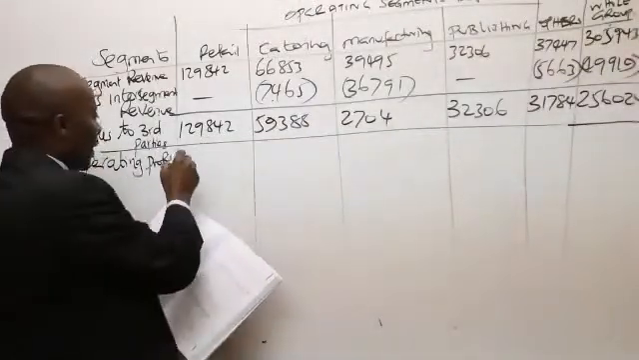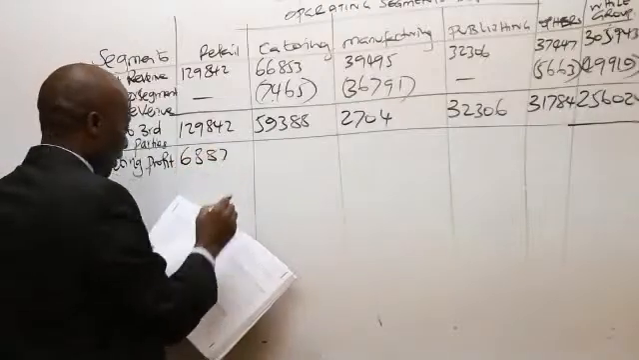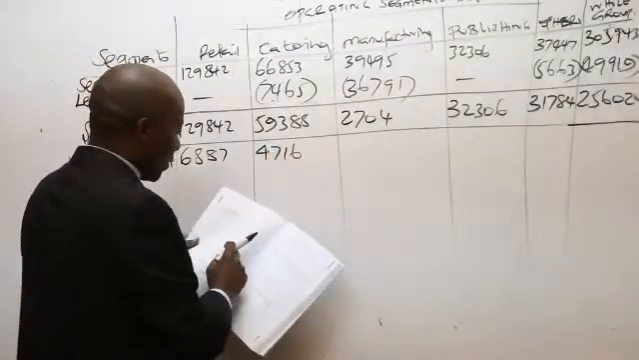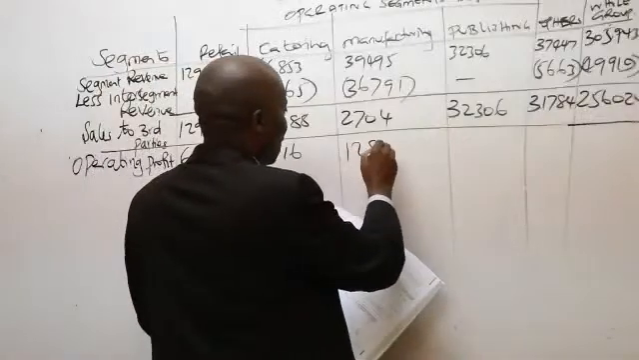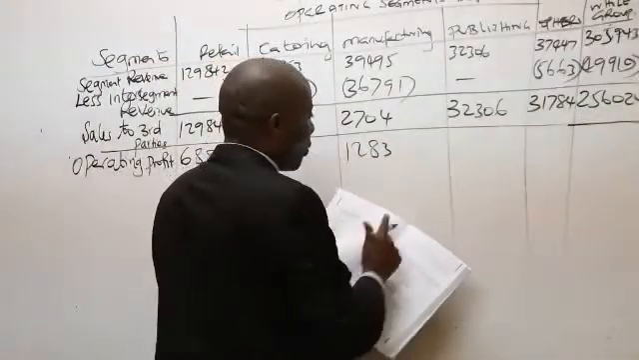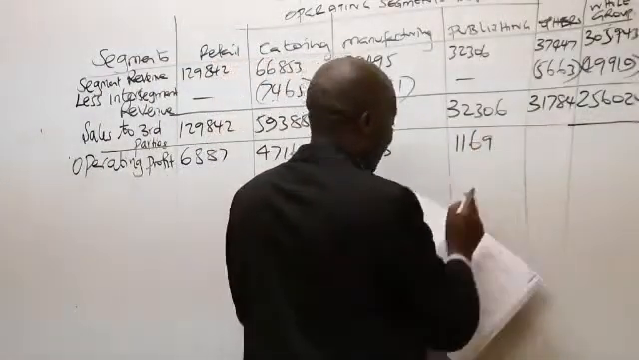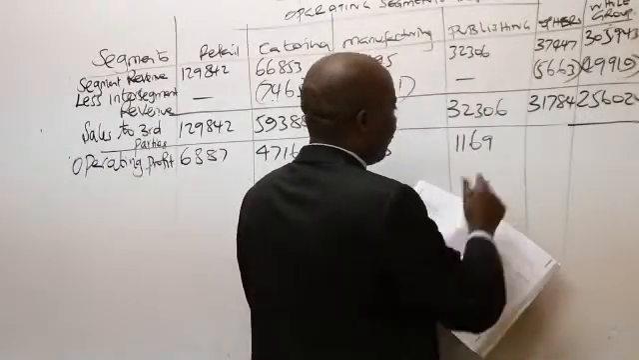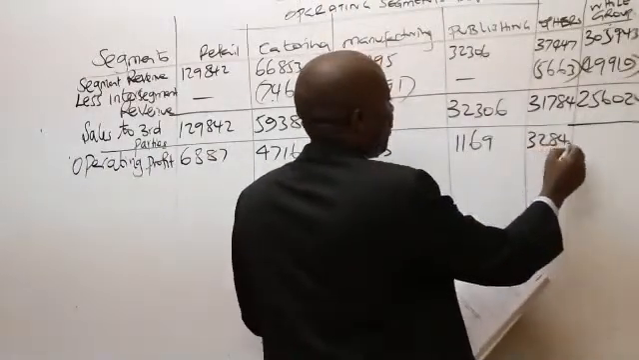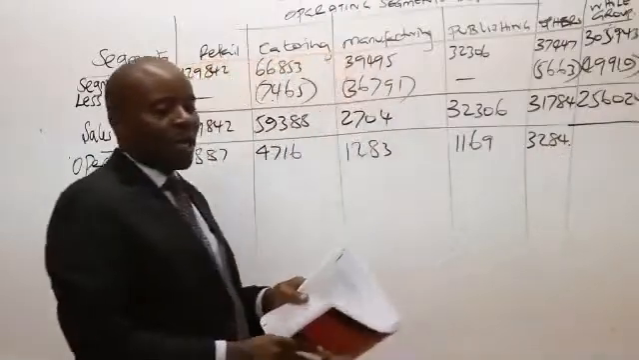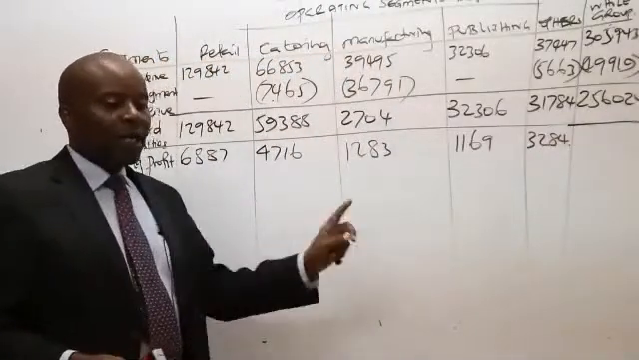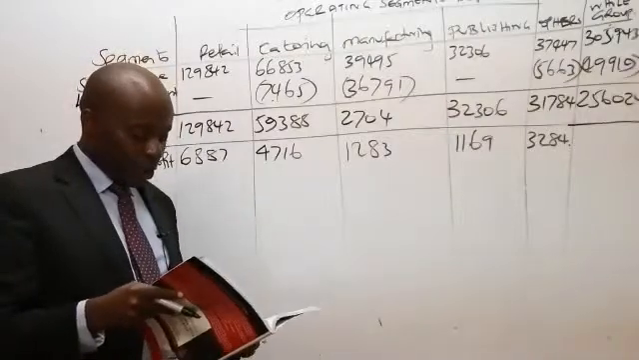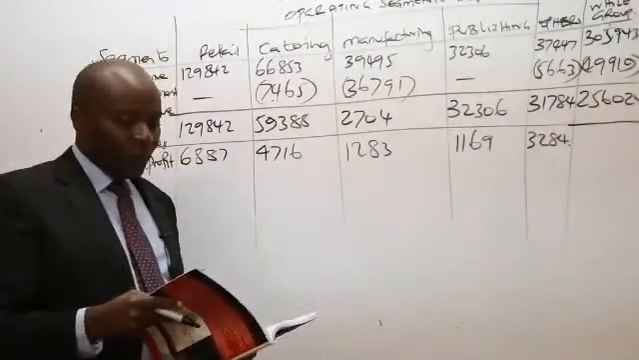So this is 68.87. We have 47.16, we have 12.83, we have 11.69, and then we have others, 32.84. Great. So could you kindly give me the total?